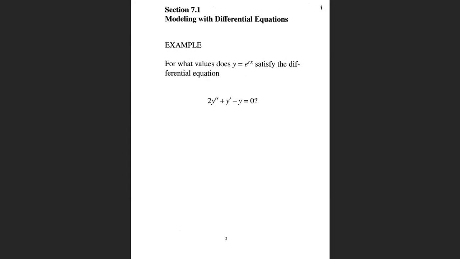Okay, so we are now in chapter 7. Chapter 7 is on differential equations. Okay, differential equations. Chapter 7 touches upon it.